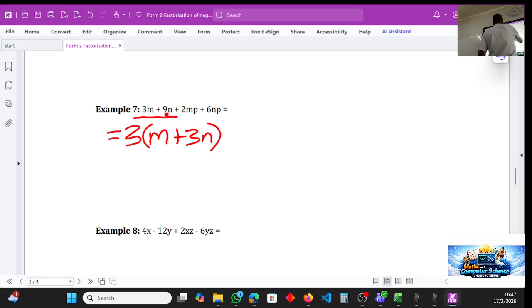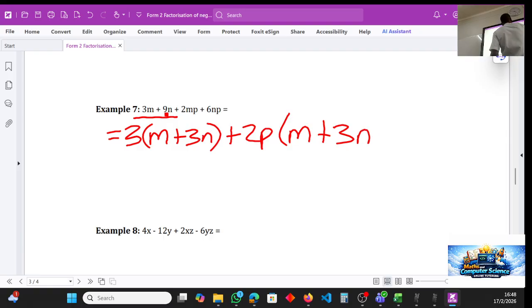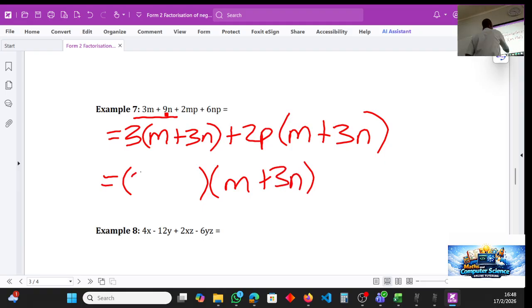I move to the unshaded part where I've got 2mp and 6np. So for 2 and 6, the HCF is 2. Then m doesn't have a pair, then I'll have p. Open brackets. If I divide 2mp by 2p, I'll remain with m plus, if I divide 6np by 2p, 6 divided by 2 gives us 3. The p's will cancel, we remain with n. And then obviously when we inspect, it looks like within the brackets there's a common term, which is m plus 3n. Then in the first bracket we have 2p plus 3, or 3 plus 2p, whichever way you prefer.